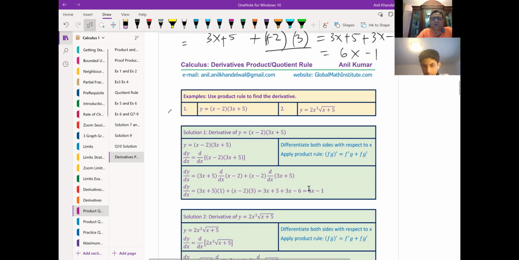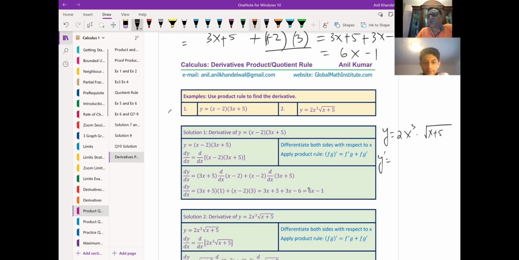Now we have the next question, which is y equals 2x cubed times square root of x plus 5. Yes, sir. So how will you do the derivative of this? Sir, you would follow the same method, but now you'd have to find the derivative of 2x cubed. What would be the derivative of 2x cubed? 6x squared. So multiply this with square root of x plus 5.